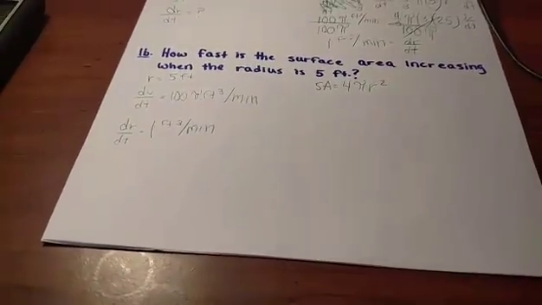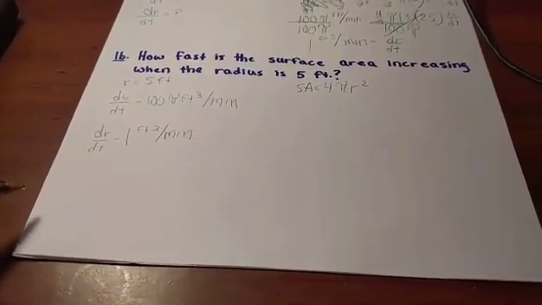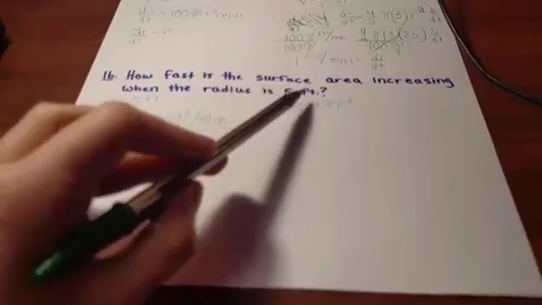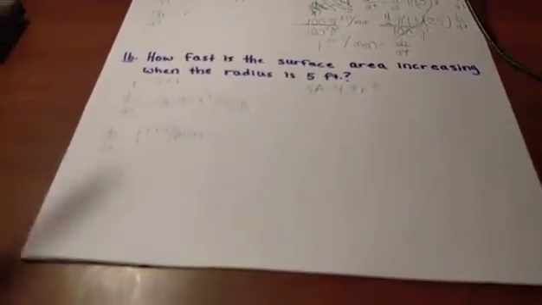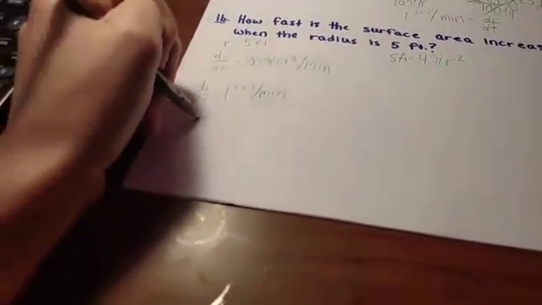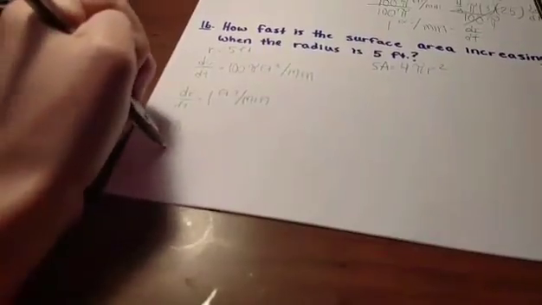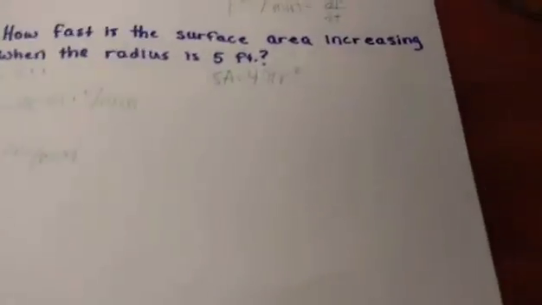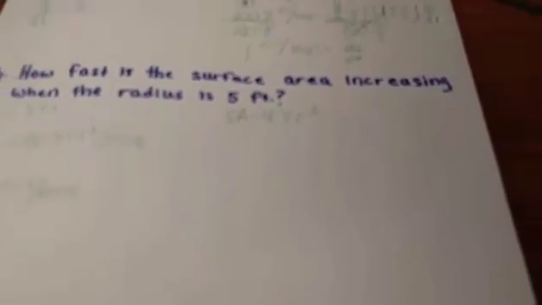Also forgot to mention that we do not know dA dt because it's asking the rate of the surface area, how fast it's changing. So we're just going to do dA over dt equals question mark. So we do have our formula written down now. We're just going to differentiate that.